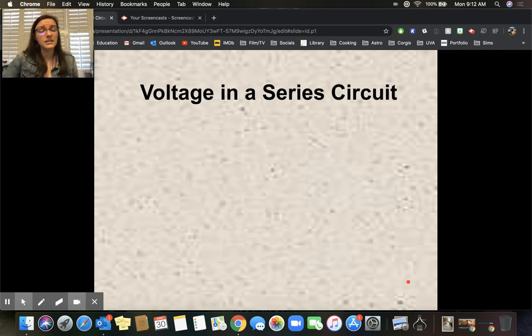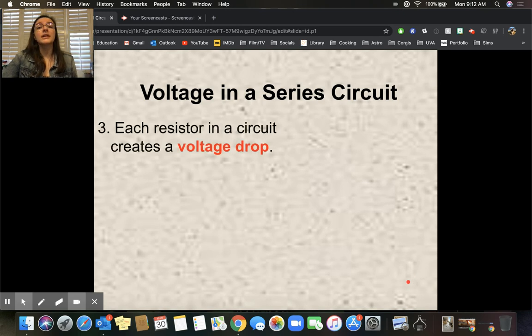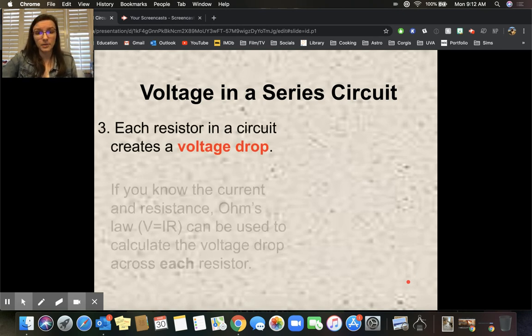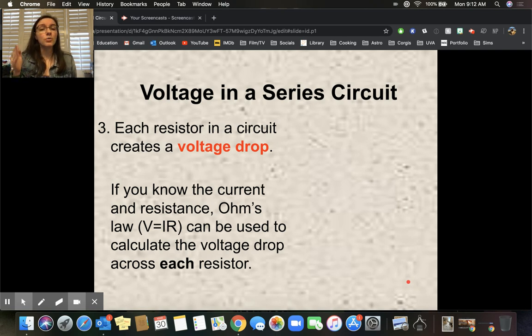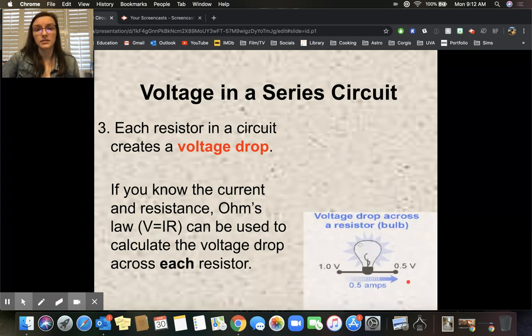And last is the voltage. Each resistor will create a voltage drop. And so if you know the current and the resistance, remember current is always the same. Resistance, you add up all of the resistors within the circuit to find the total resistance. You can use Ohm's law to figure out the voltage drop across each resistor.